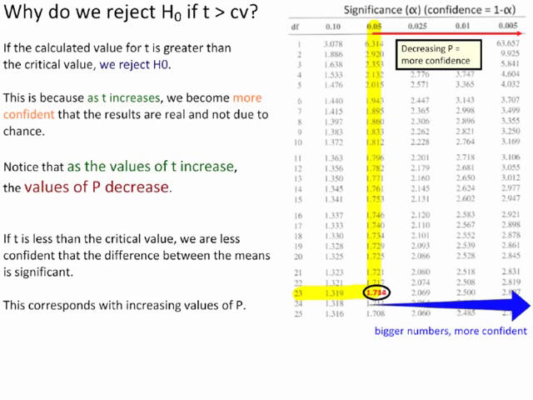Okay? So if t is less than the critical value, we are less confident that the difference between the means is significant. This corresponds with an increasing value of p. Okay?